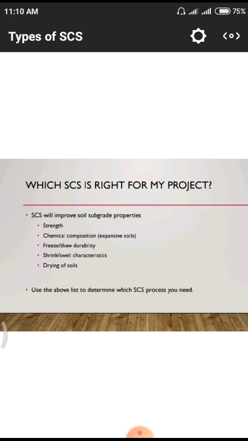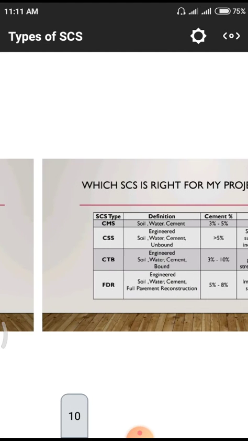We have to arrest that drying by implementing a small quantity of greenery in our structure. That greenery will repel the heat absorption to the ground. Use the above listed determined SCS process you need. That means all those things we have to assess whenever we are starting these stabilizers. We need to assess those contents, so that we know what condition our soil is in, and how we have to approach all those conditions.